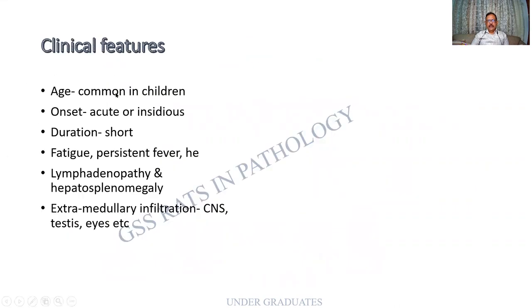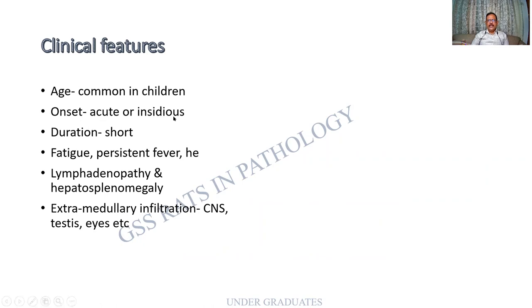The age. Whenever a case history is given or when you are going to see a patient, age is most important because it is a common disorder of children. It does not occur in adults. Maybe one can see it in children of an older age, but definitely not in adults.